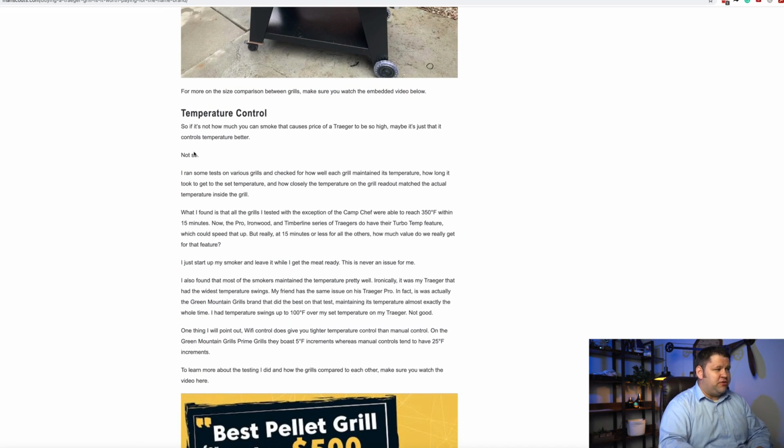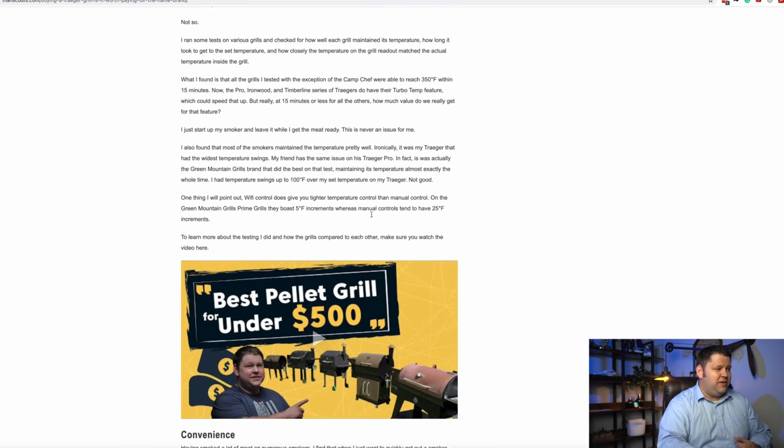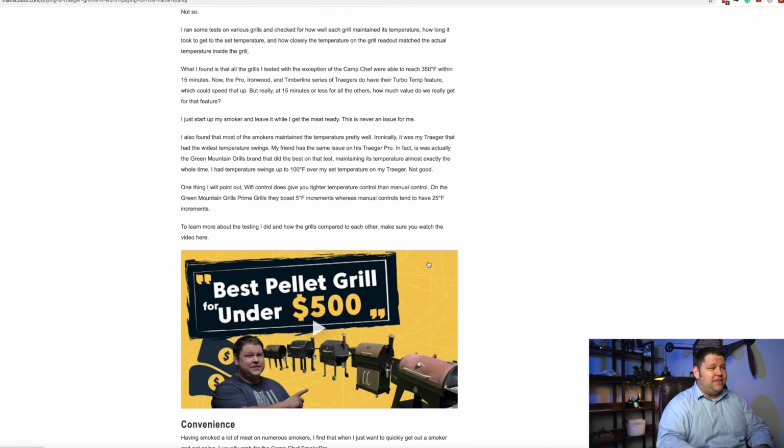You'll see I went into detail in the next section as well. I focus on temperature control. You would think that because Traegers are so expensive, they'd have really, really good controls inside, right? No, that was not the experience that I had. Now for this one, it helped that I had actually had significant experience with grills from all of these different brands. And I have a video here that I was able to embed in the blog post.